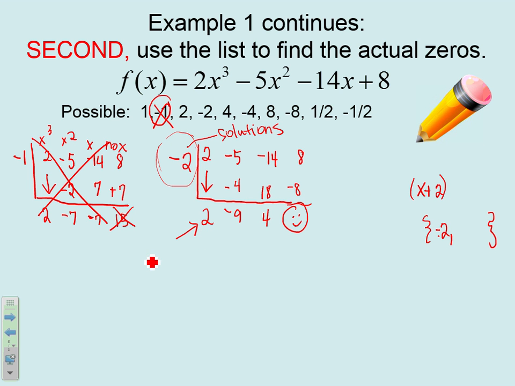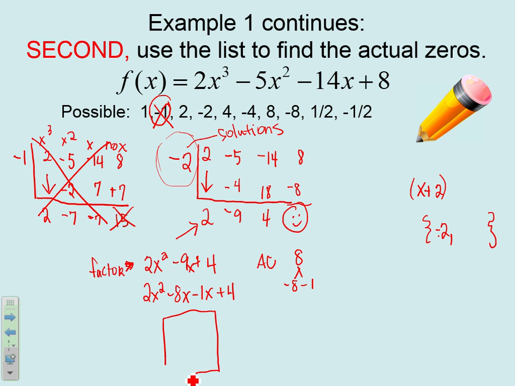We take our quotient, which is 2x squared minus 9x plus 4, and we factor it using one of our methods. In this case, I would use the AC method. So 2 times 4 is 8, two factors of 8 that give me negative 9: negative 8 and negative 1. Rewrite it as a 4-term problem. Make my squares.